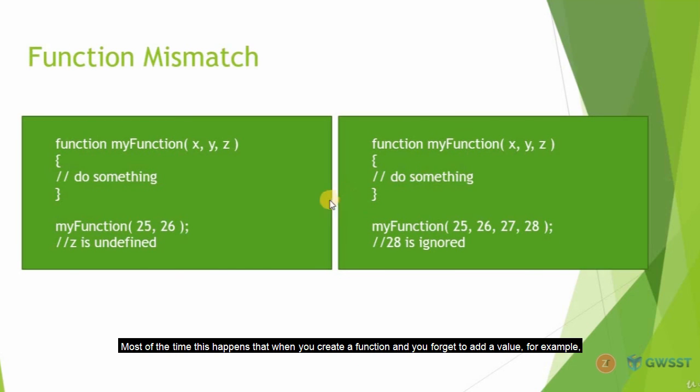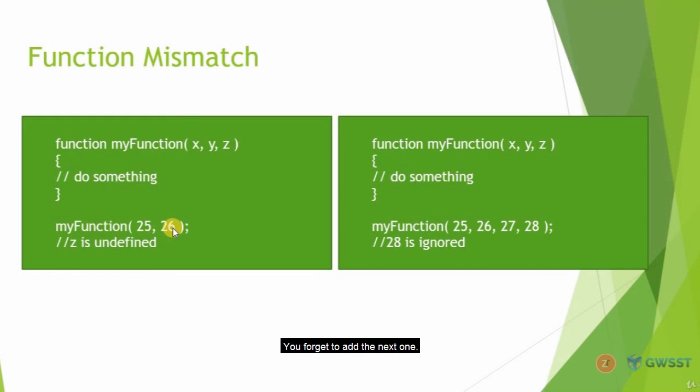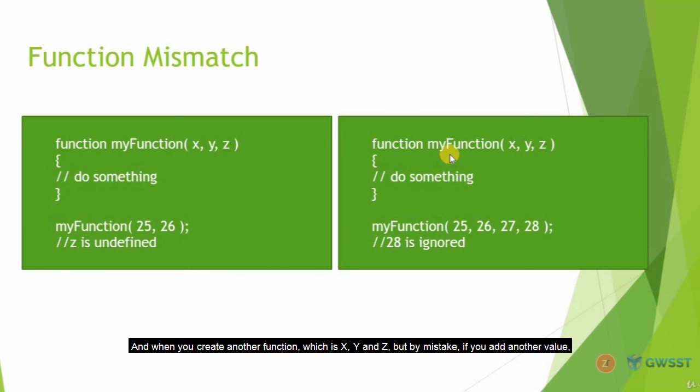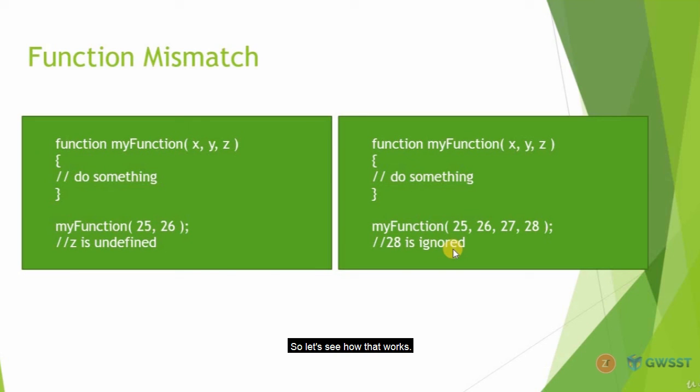Most of the time this happens: when you create a function, you forget to add a value. For example, let's create my function specifying x, y, and z, and when you run this function you forget to add the last one. What happens here is z becomes undefined. And when you create another function with x, y, and z, but by mistake you add another value, the extra value is basically ignored. So let's see how that works.